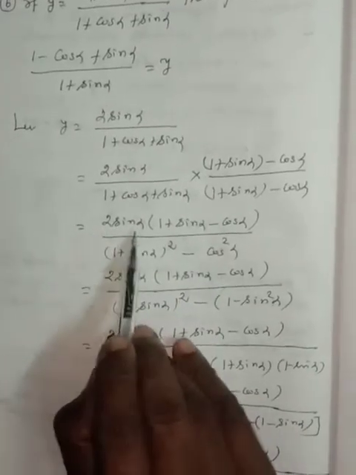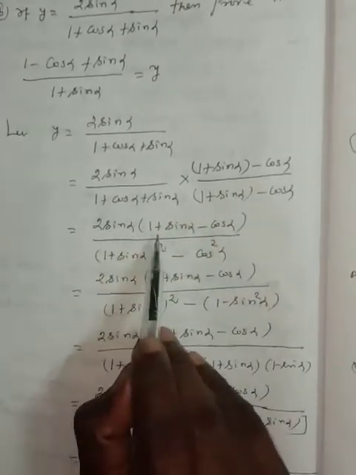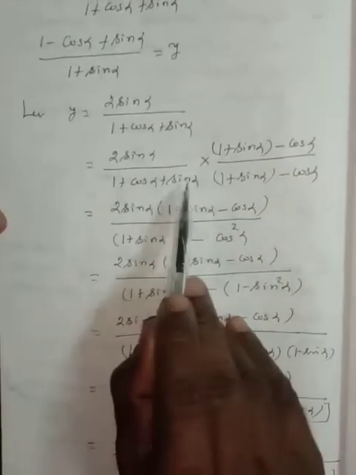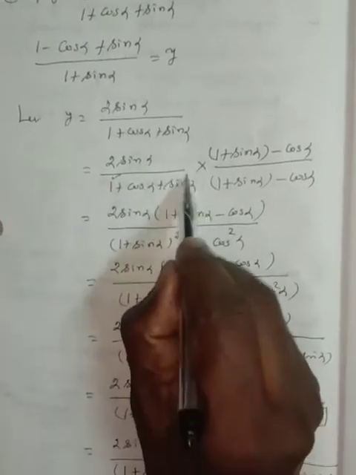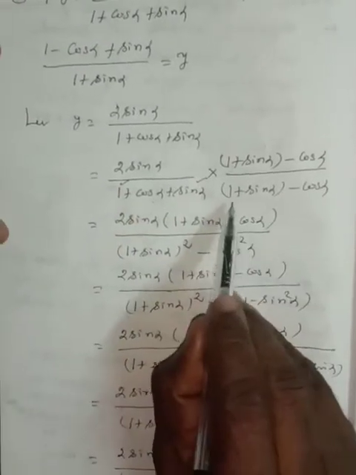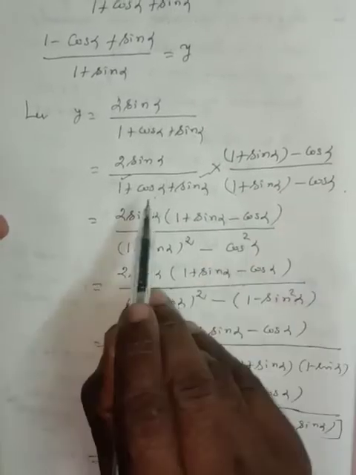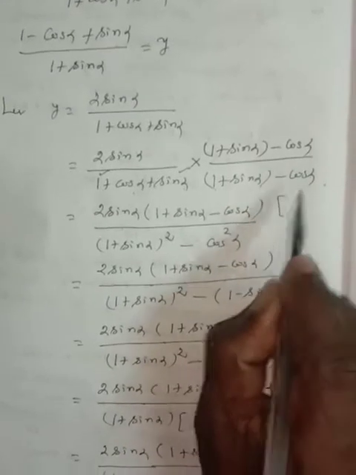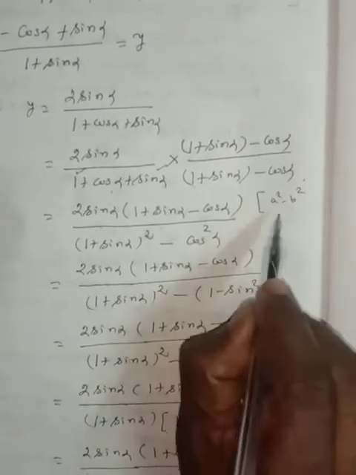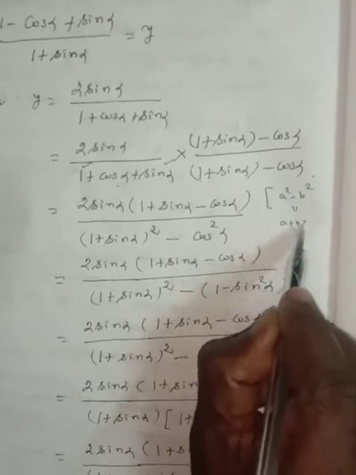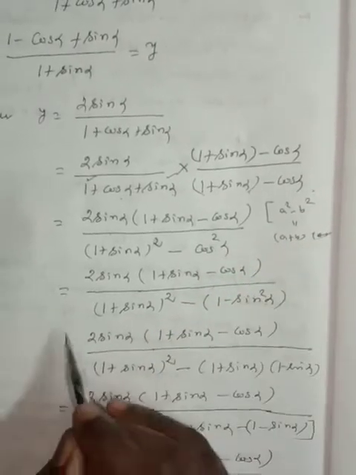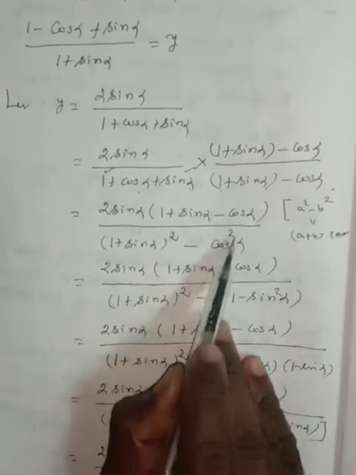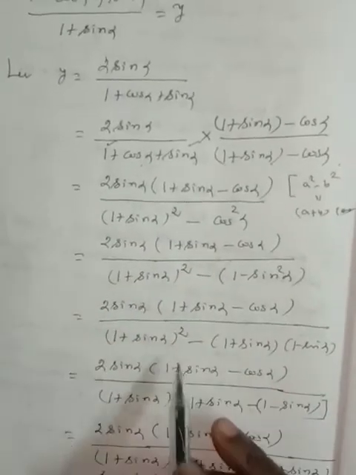Now the numerator is 2 sin alpha into 1 plus sin alpha minus cos alpha, whole divided by the denominator, 1 plus sin alpha plus cos alpha into 1 plus sin alpha minus cos alpha. So this is the a plus b into a minus b model. A plus b into a minus b is a square minus b square. Using this, we get 1 plus sin alpha whole square minus cos square alpha.